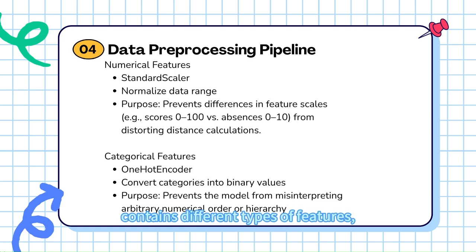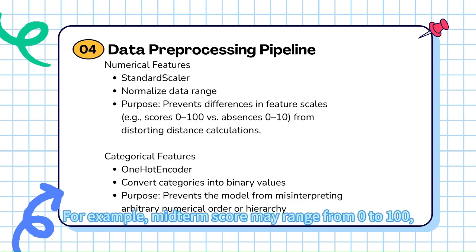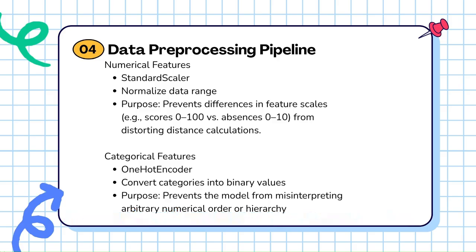The data preprocessing pipeline. Because the dataset contains different types of features, we need different preprocessing methods. For numerical features such as midterm score and absences, we use StandardScaler. The purpose of StandardScaler is to normalize the data range. For example, midterm score may range from 0 to 100, while absences may range from 0 to 10. If we don't scale the data, some methods may be affected by the different feature scales. This is especially important for models such as KNN and SVM because they are sensitive to distance and boundaries.